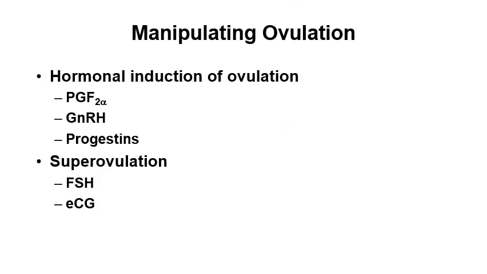These are the drugs that we use in order to manipulate ovulation and perform timed AI or estrous synchronization in livestock animals. The first are the hormonal inductions of ovulation. These are the synthetic forms of PGF2 alpha. We also have the GnRH and the progestins. Of course, when we say progestin, this is a synthetic form of progesterone. We also have those drugs that will induce superovulation. This includes the FSH, follicle stimulating hormone, and the eCG, or the equine chorionic gonadotropin.